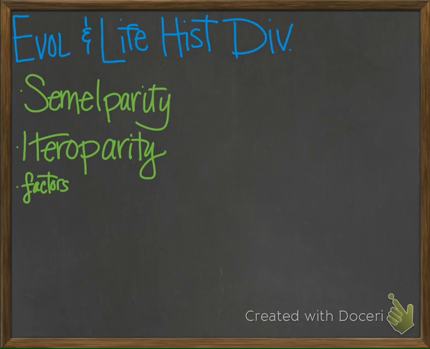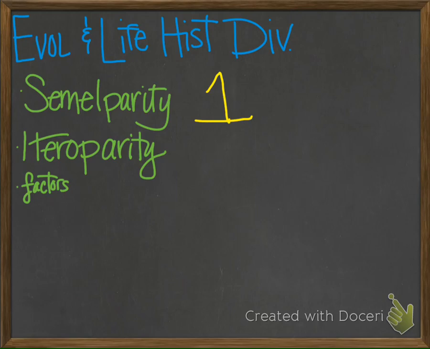Evolution and life history diversity. There are two options here. You have semelparity, where, like, you take salmon and they swim upstream and they produce thousands of eggs and then they die. You get one shot and you usually make lots and lots of babies, but then there's no real care after either.